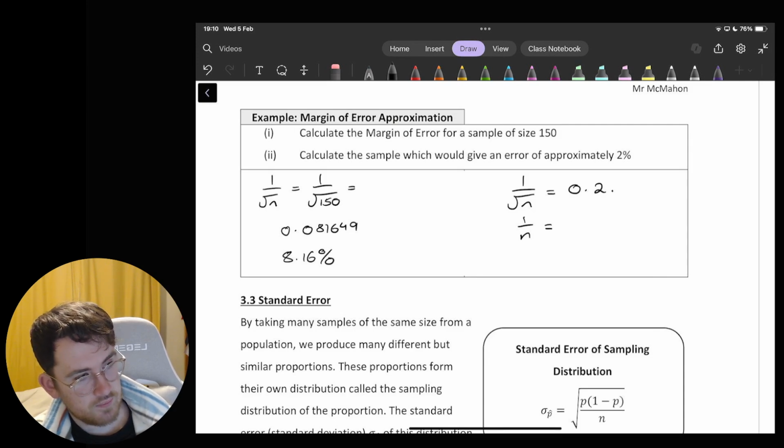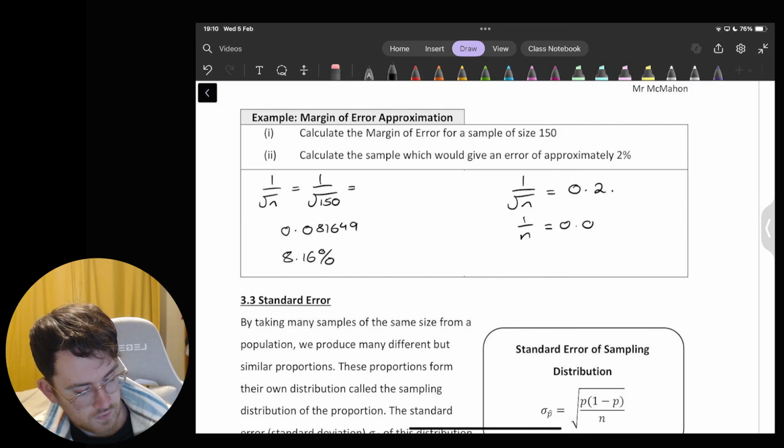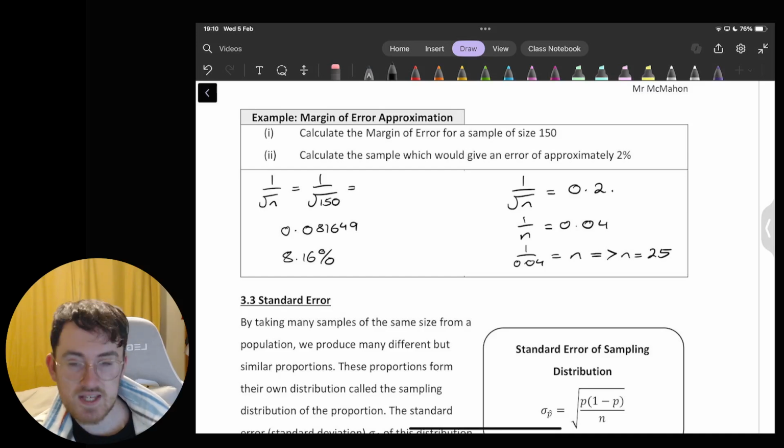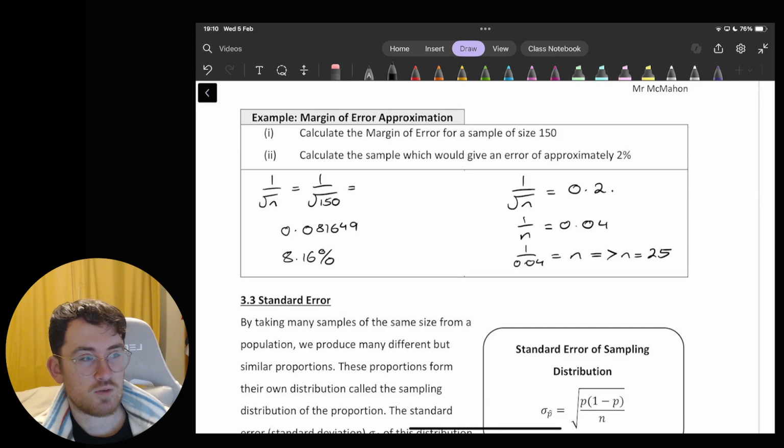That's going to give me 0.2 squared, 0.04. And dividing here, which means n is 1 over 0.04, which is 25. So a sample size of 25 here would give me a margin of error of approximately 2%. Okay, so margin of error approximately 2% there.